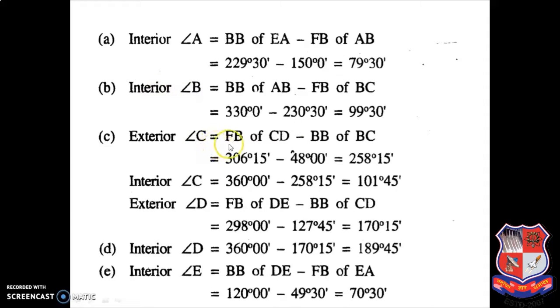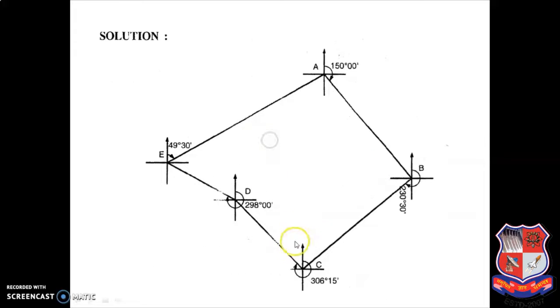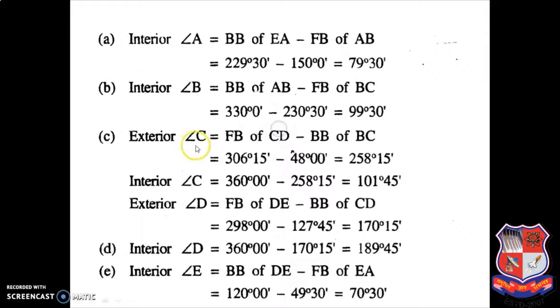Now angle C is equal to forebearing of CD minus back bearing of BC. Forebearing of CD is 306 degree 15 minute minus 48 degree 0 minute. Answer is 258 degree 15 minute. But here you can see the angle is outside the traverse, so it is an external angle, 258 degree 15 minute. To get the included or internal angle C, you deduct this value from 360. So internal angle C is equal to 360 degree minus 258 degree 15 minute, which is 101 degree 45 minute.